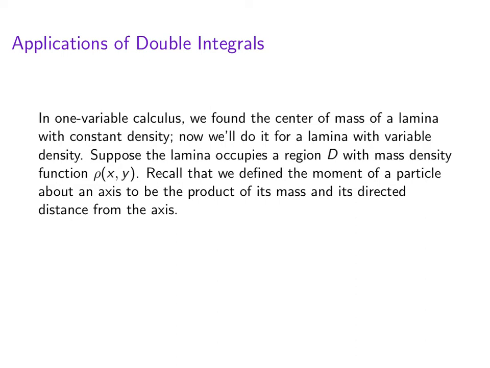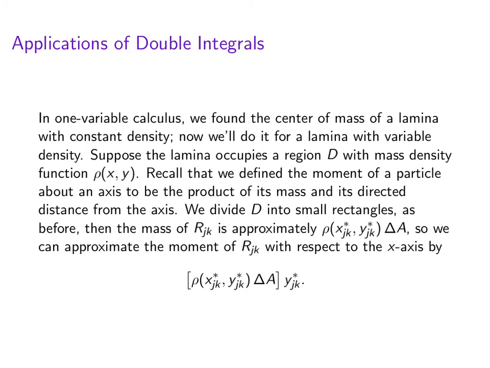If you're the big kid, then you have to be closer to the fulcrum. And if you're a smaller kid, you have to be farther away from the fulcrum in order to get the seesaw or teeter-totter to balance. So we do the same sort of thing that we've been doing all along. We'll divide D into small rectangles, and then the mass of one small rectangle is approximately rho of x_jk star, y_jk star, delta A. And again, we have appropriately chosen sample points in each subrectangle.